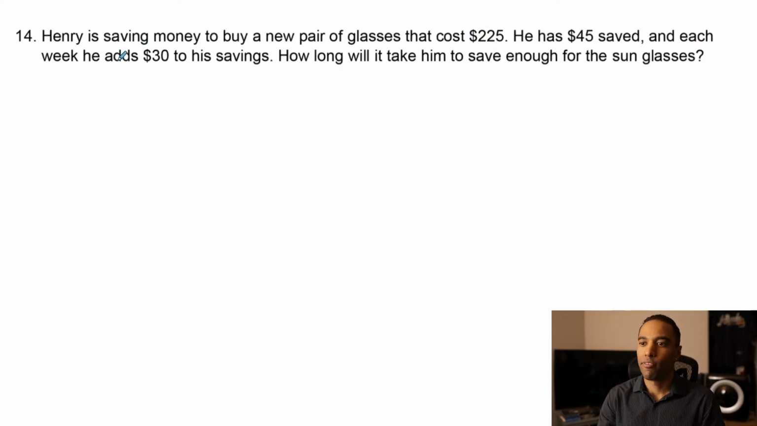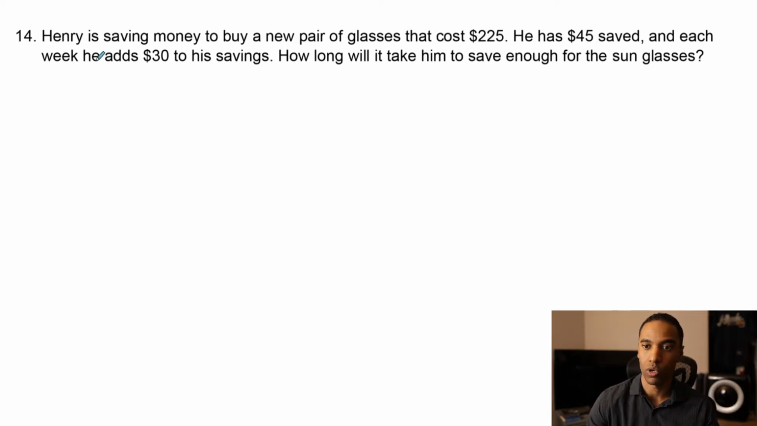All right. Number 14, a word problem, but we've done one before, so hopefully this will go a lot faster. Henry is saving money to buy a new pair of glasses that cost $225. He has $45 saved, and each week he adds $30 to his savings. How long will it take him to save enough for the sunglasses? It's a different kind of word problem, so maybe slow it down just a little bit. What are we trying to find out? We want to define a variable based on the thing we don't know: how long it will take him to save enough.